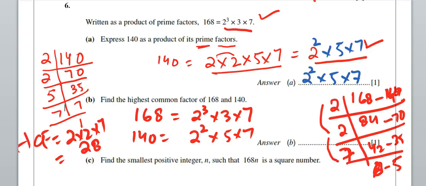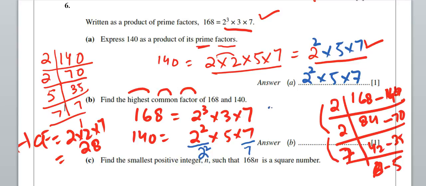Okay. Second method, by the definition we have highest, common and factor. There are three words here: highest, common, factor. So you can see here in these two, what is common? Here is 2 raised to the power 3, here is 2 raised to the power 2, so the common between these two is 2 raised to the power 2. 3 and 5, there is nothing common here, so we leave that. And then we come to 7 and 7, they both have the same power, so the common is 7.